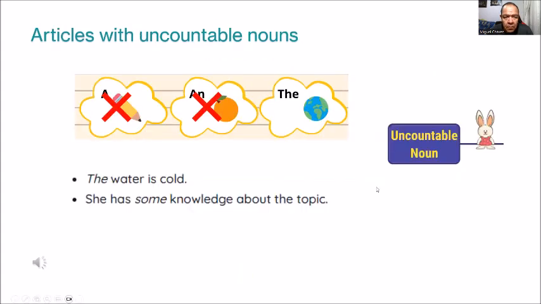When using articles with uncountable nouns, the definite article the is commonly used, but the indefinite articles a and an are typically not applicable. In some cases, you can use some or any to convey quantity. For instance, the water is cold. She has some knowledge about the topic.